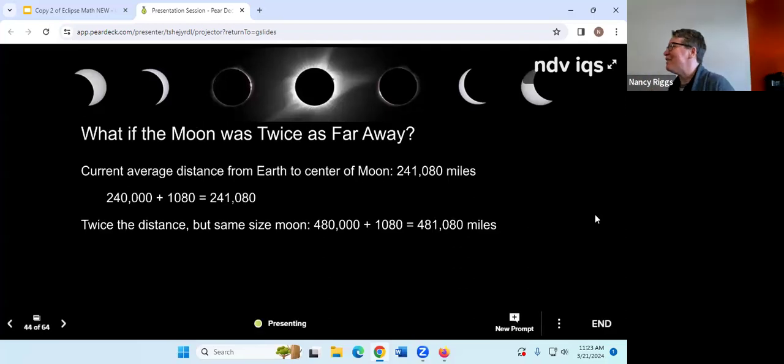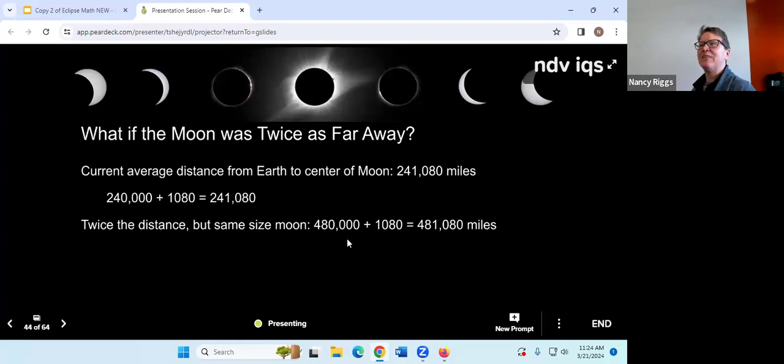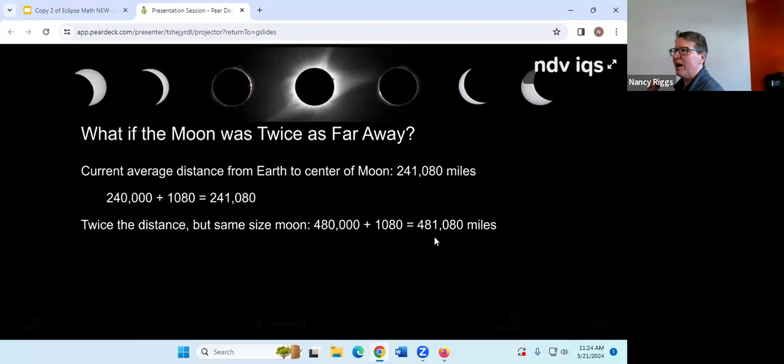All right, so this was one of the fun things that I was hoping to work through with you guys, which is what happens if the moon was twice as far away. So I'm going to say the moon is the same size. We're not changing that, but we're going to have it go twice as far away. As a reminder, the current distance is 240,000, and that 1080 is the size of the moon. So now the moon is the same size, but it's further away, so now it's 480. And as a reminder, my measurement goes to the center of the moon, which is why I'm still adding in the radius of the moon.